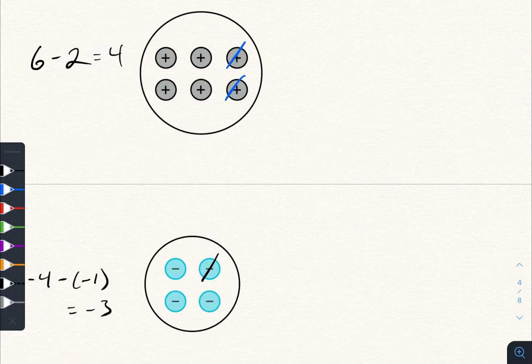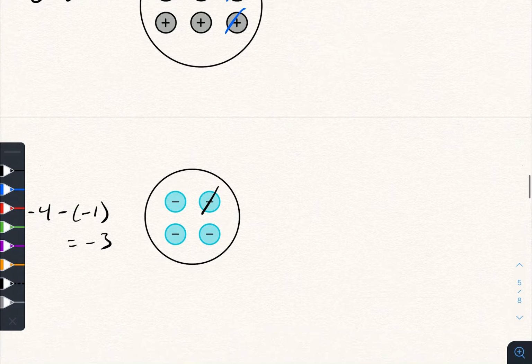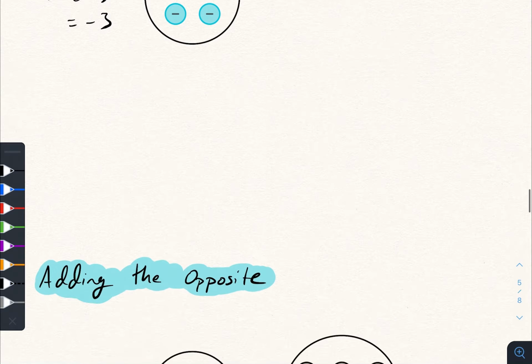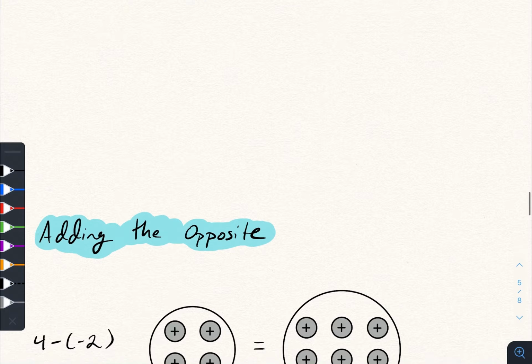Okay, so note that over here we're subtracting a positive number, and down here we're subtracting a negative number. So when we subtract a positive number, we have to get rid of positive chips. When we subtract a negative number, we have to get rid of negative chips. Okay, and that's key when it comes to the next method, which is adding the opposite.